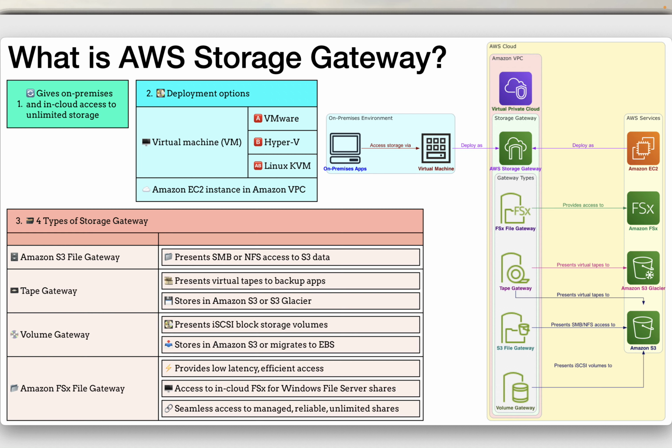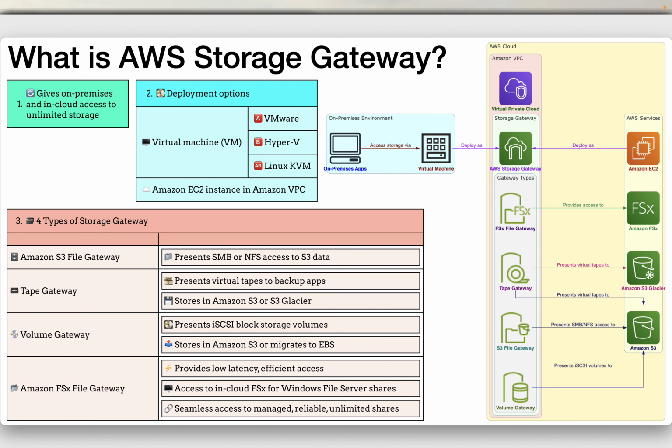There are 4 types of Storage Gateway. First one, Amazon S3 File Gateway. S3 File Gateway presents Server Message Block (SMB) or Network File System (NFS) based access to data in Amazon S3. Next one is Tape Gateway. Tape Gateway presents virtual tapes to backup applications that you can store in Amazon S3 or Amazon S3 Glacier.